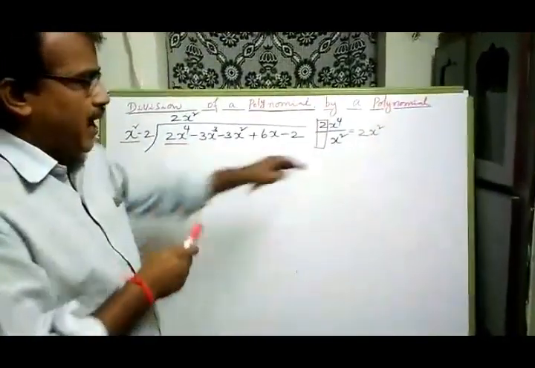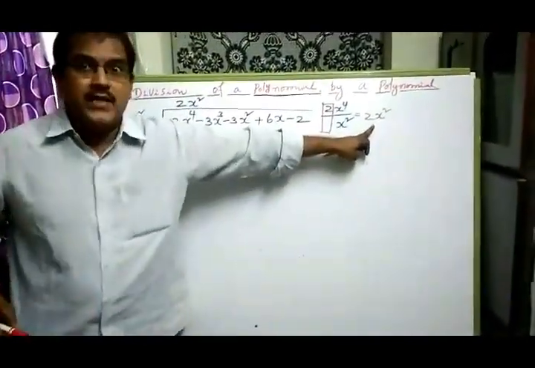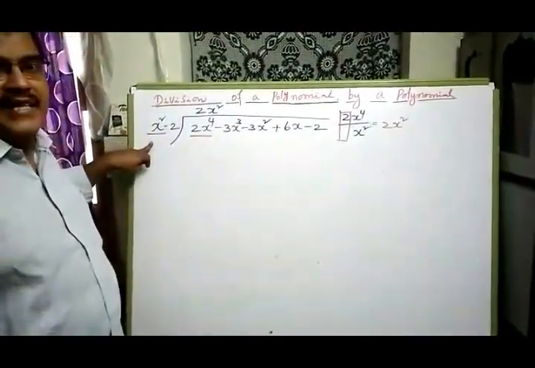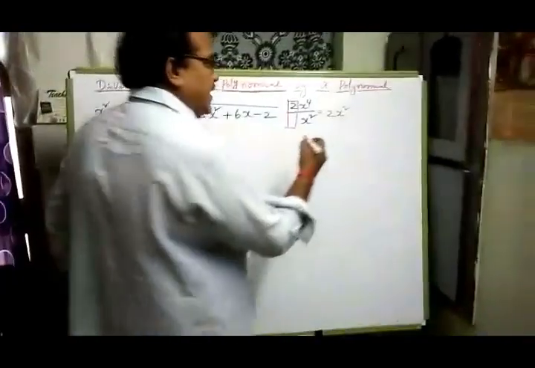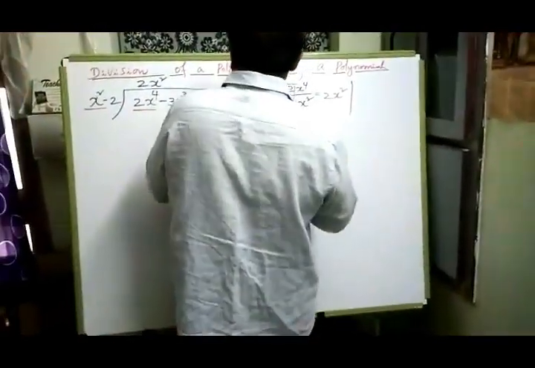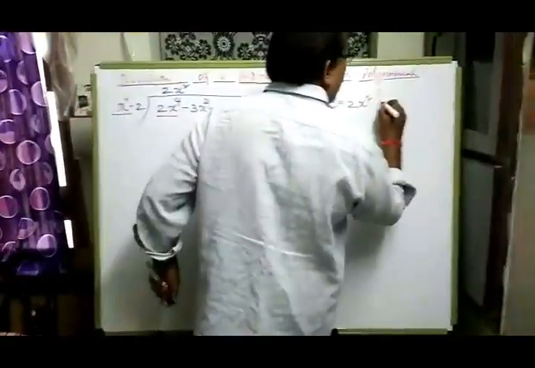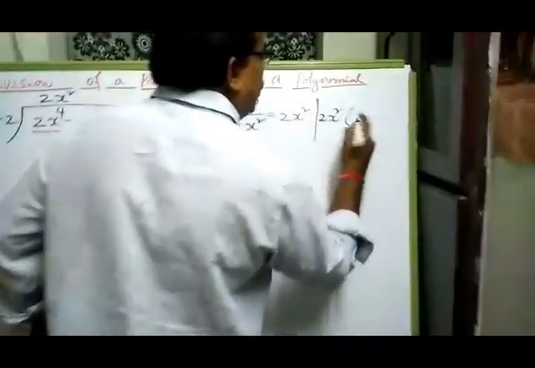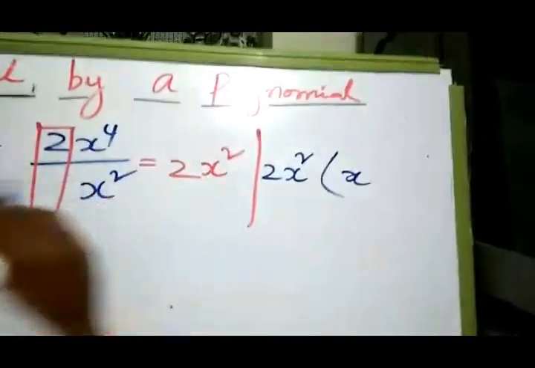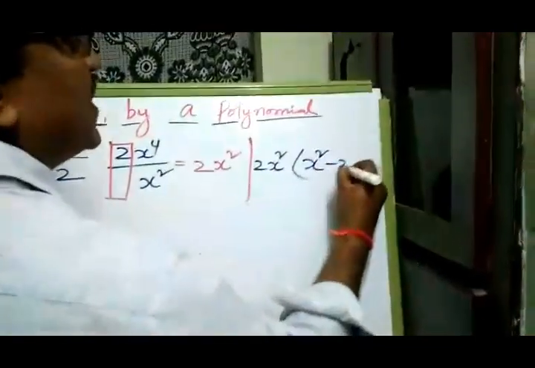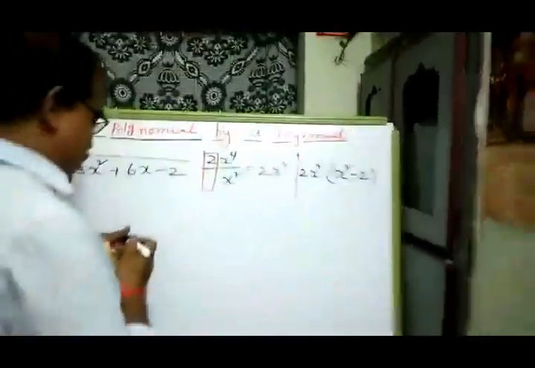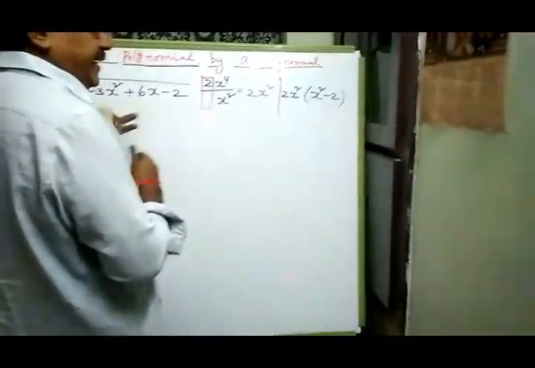Now this partial quotient 2x square into the divisor. What is that? 2x square into x square minus 2. So what is the result?